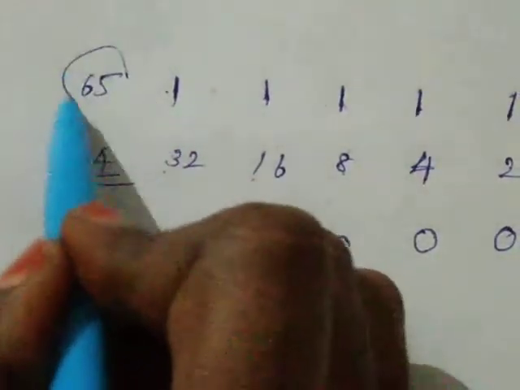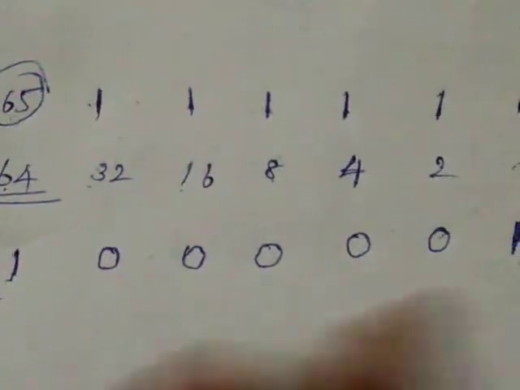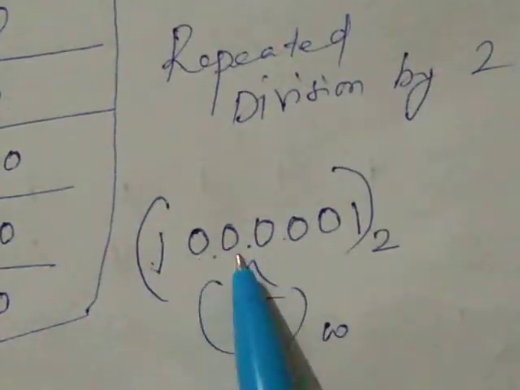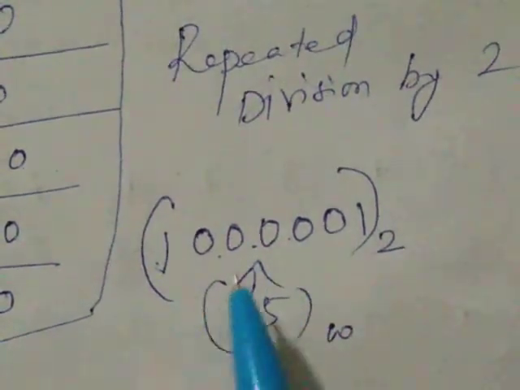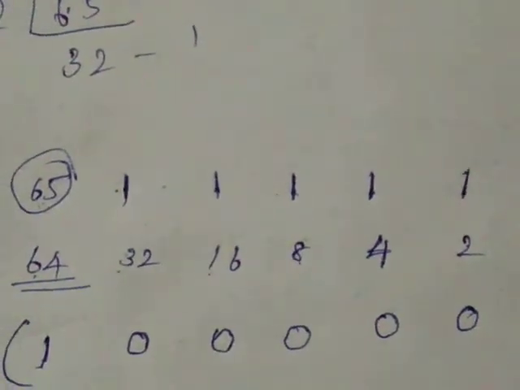What is this? 65. Same as repeated division, we got the same number, didn't we? We saw it in repeated division too, so we will get this 1 0 0 0 0 0 1. So this is one method, and then this one is another method. So once again I repeat this one.